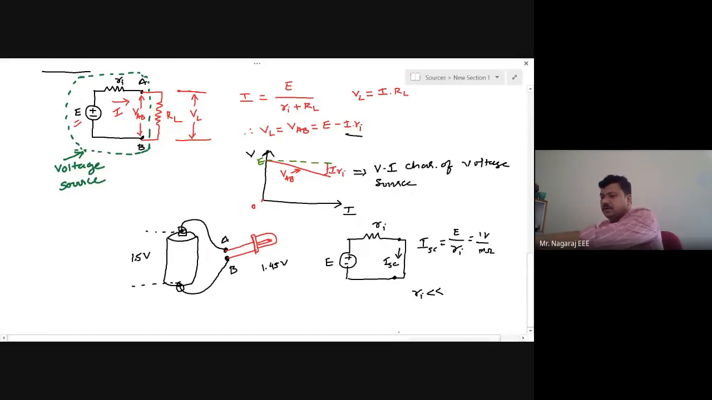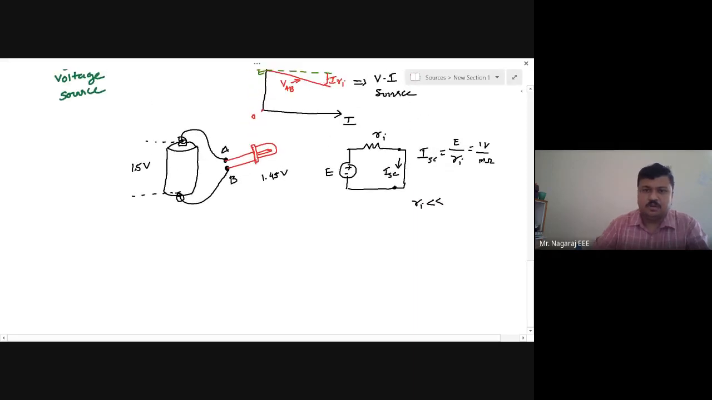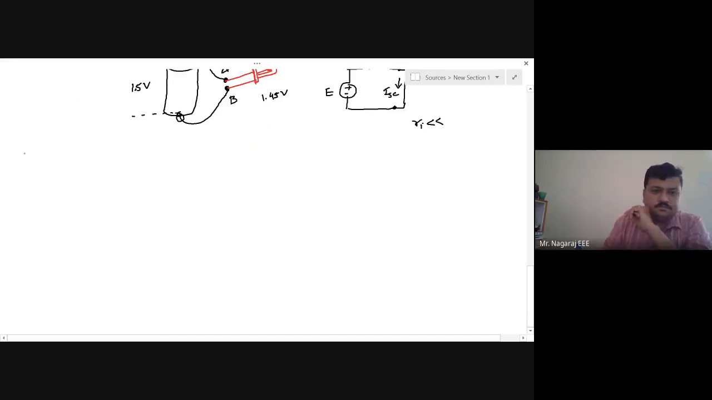Now, what about the current source? Practical current source. Now we saw how to represent a voltage source. The internal resistance of the voltage source is connected in series with the source voltage value, and that gives us a practical voltage source. Then how to realize a practical current source?